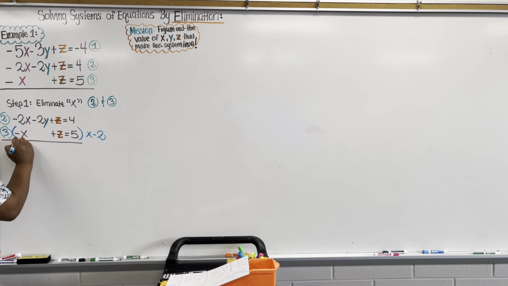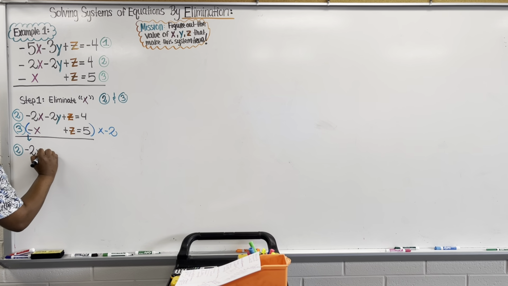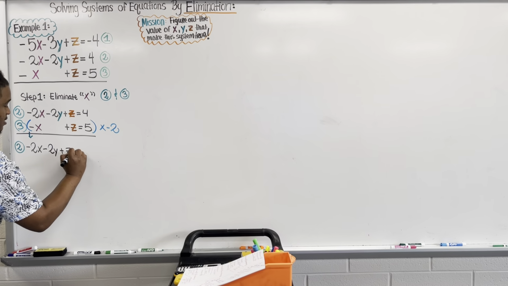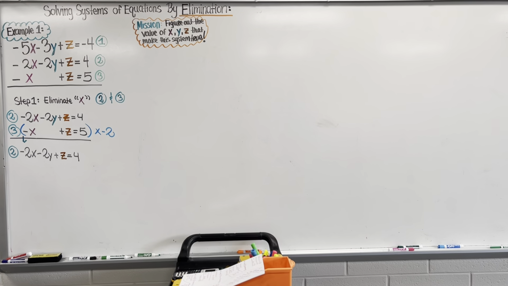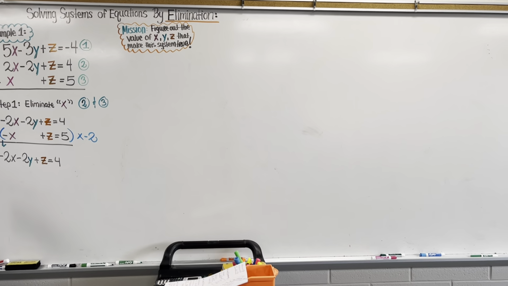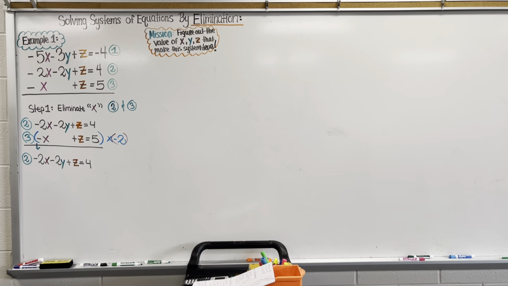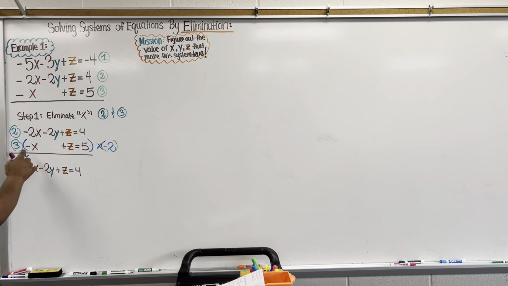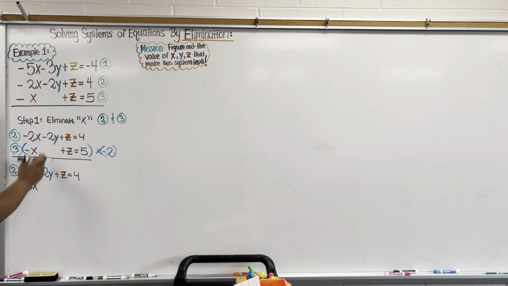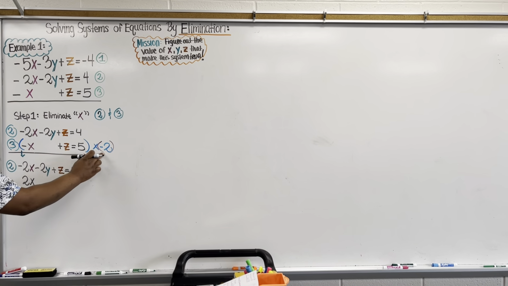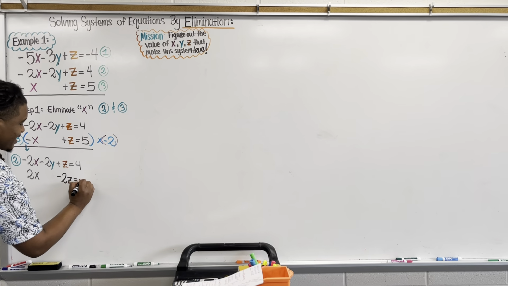Once again, I'm just going to bring everything down. I still have equation 2, which stays the same: -2x minus 2y plus z equals 4. And once again, I will always label each equation so it's easy for you to follow along. The third equation, this one, I'm going to multiply by -2. So -2 times -x equals a positive 2x. There's nothing for y, so it's nothing. And z times -2 is -2z. And 5 times -2 is -10.